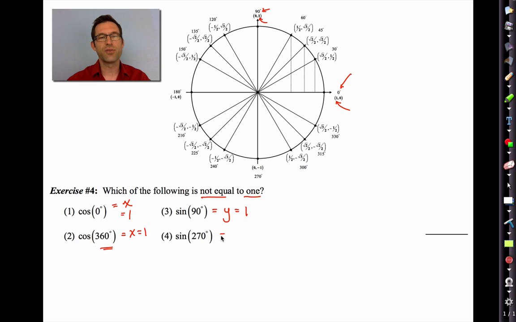It says the sine of 270, well, that's the y-coordinate, and when I go to 270 in terms of my rotation, the y-coordinate's equal to negative 1. And I was looking for one that's not equal to 1. Negative 1's not equal to 1.